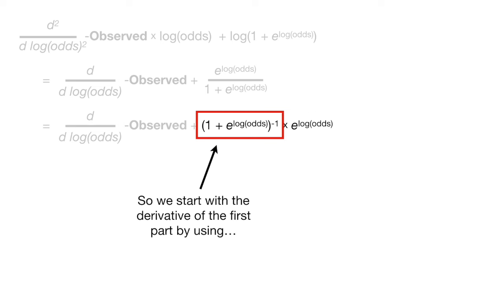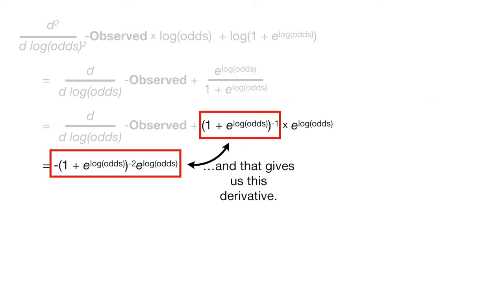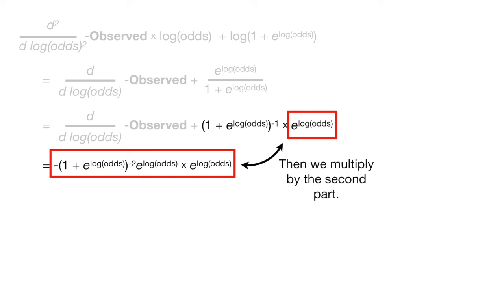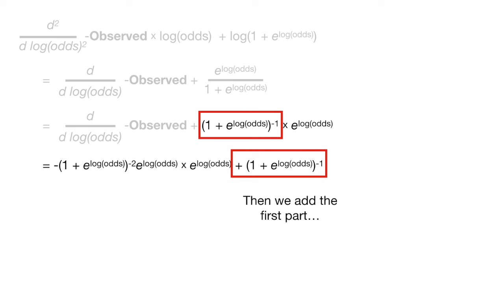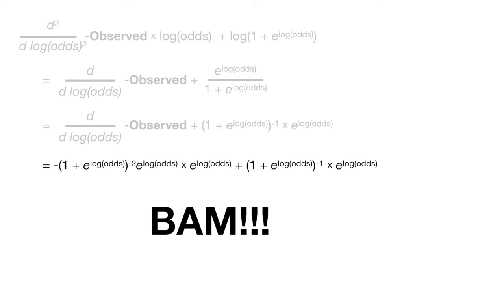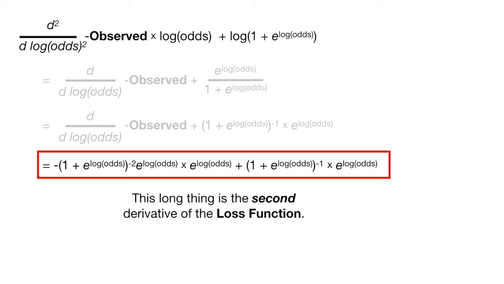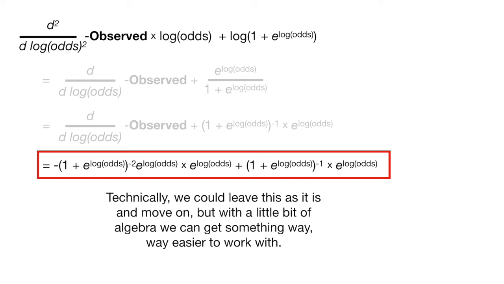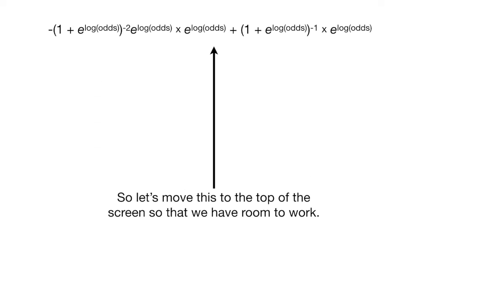So we start with the derivative of the first part by using the chain rule. And that gives us this derivative. Then we multiply by the second part. Then we add the first part times the derivative of the second part. Bam! This long thing is the second derivative of the loss function. Technically, we could leave this as it is and move on, but with a little bit of algebra, we can get something way easier to work with. So let's move this to the top of the screen so that we have room to work.